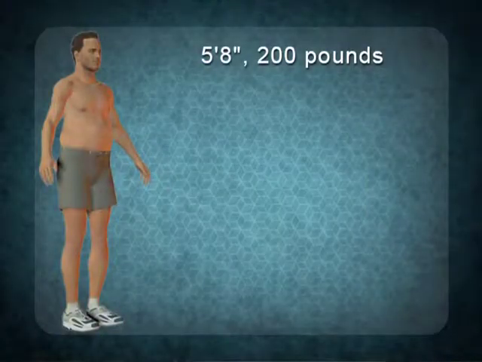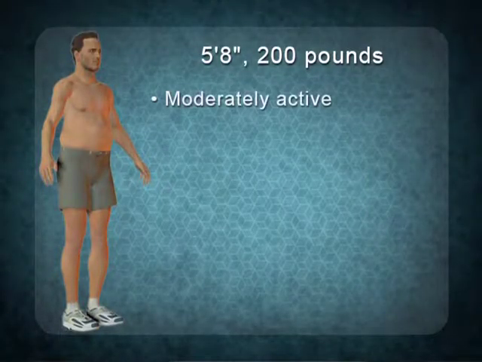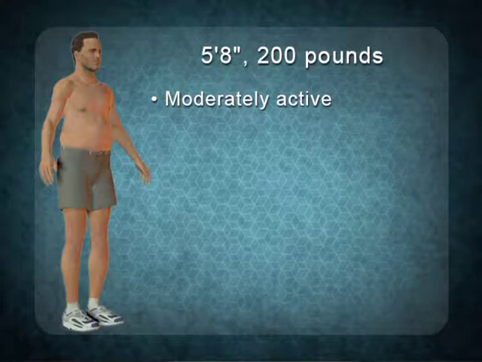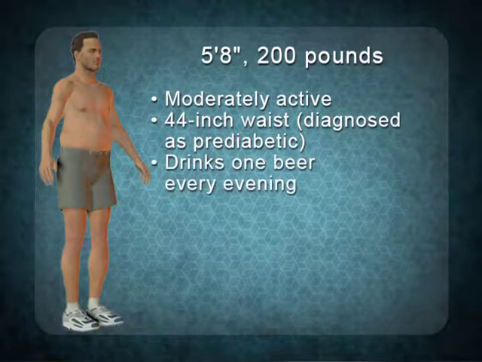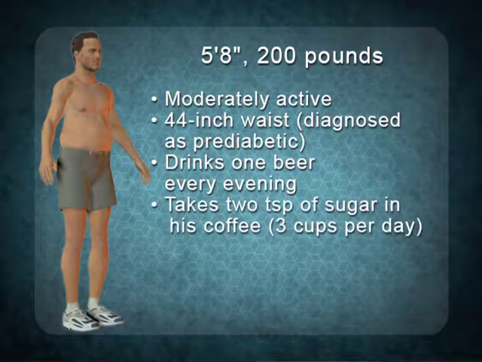So let's come up with an example for a man. He's 5'8", weighs 200 pounds. But he is moderately active. Maybe he has a job as a lineman for a utility company, and he goes out and exercises, plays handball with his buddies a couple times a week. But that waist circumference, he's gotten out his tape measure, he's got a 44-inch waist, and he's been diagnosed as pre-diabetic. He drinks 1 beer every single evening, and when he actually critically evaluates his diet, he's taking in 2 teaspoons of sugar in his coffee, and he has 3 cups a day.